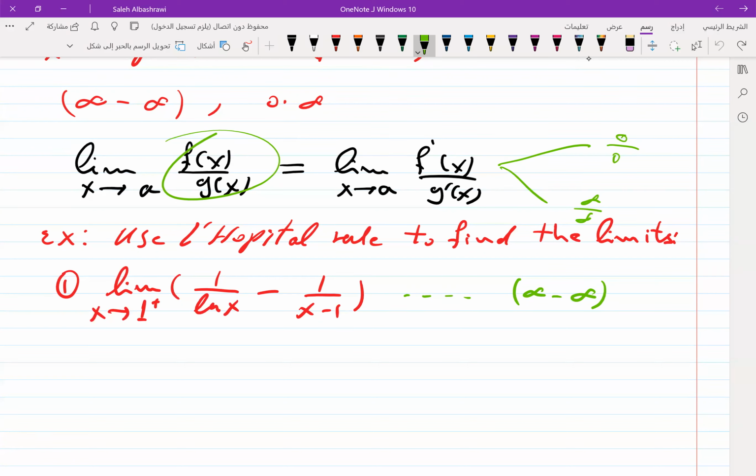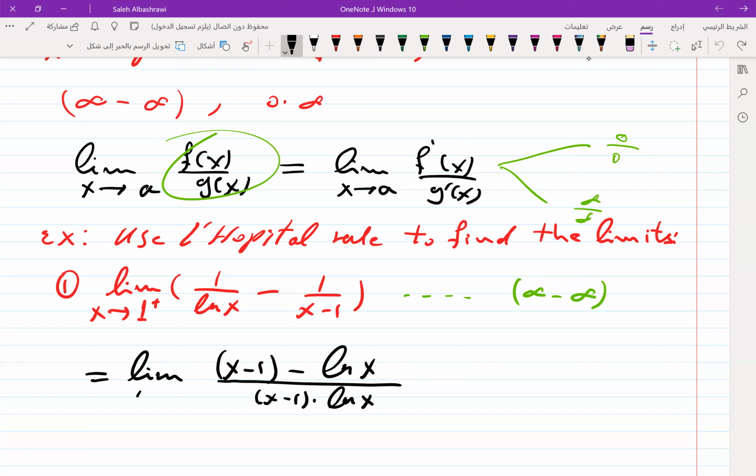I have a difference between two fractions. Let's combine these two. Then check. Now this is equal to the limit of x minus 1 minus ln x, divided by x minus 1 multiplied by ln of x, as x goes to 1 plus. Now if we replace x by 1, I will get 0 over 0. So we got the first form now, 0 over 0.